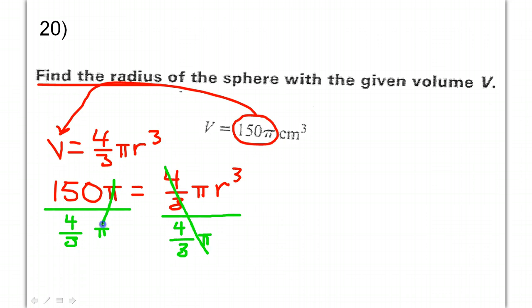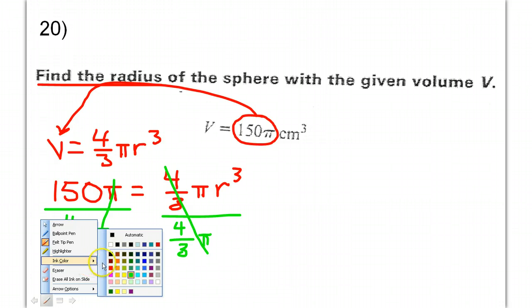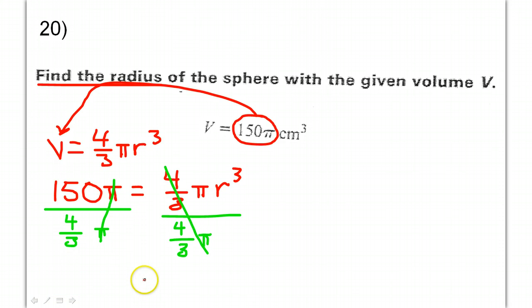Even over here on the left side, see I have pi in both places? If I want to, I can cross out those pi's right now. Now if you didn't cross out those pi's and you typed them all in your calculator, you're still going to get the right answer, so that's okay. So let's just take a look at this.